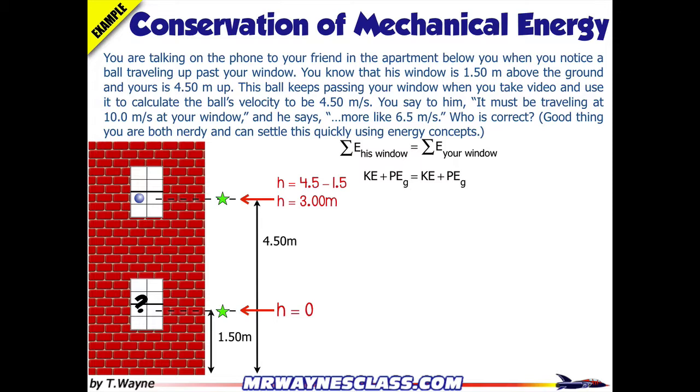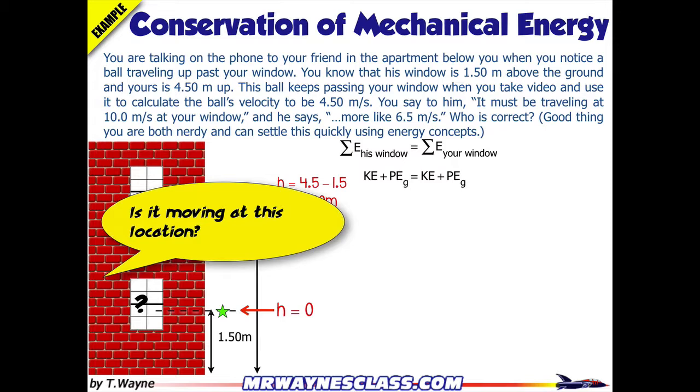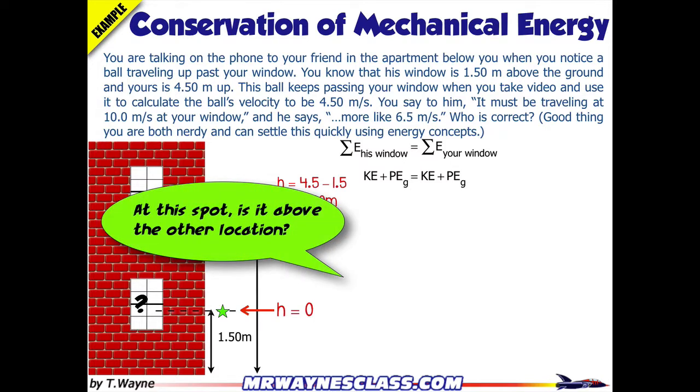Now I've got to figure out which values I have and which I don't. I'll go through and ask myself two simple questions. First, is it moving at this location? In other words, is the ball moving at his window? And it is, otherwise it wouldn't keep going up, so I'll keep that kinetic energy in my equation. Next question, at this spot, is it above the other location? In other words, at the lower window, his window, is it above the upper window? And it's definitely not. So there's not going to be any potential energy due to gravity at that location.